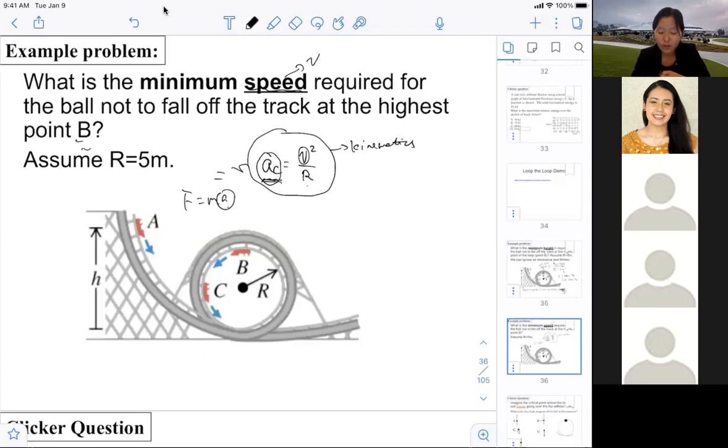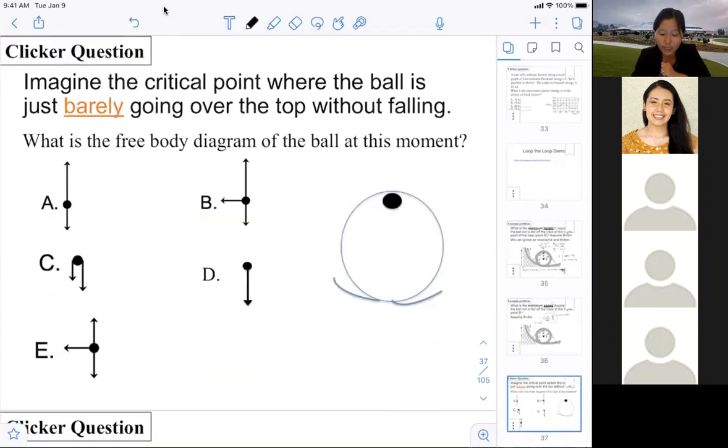So when the ball is barely making it over the track, it's just about to fall off. How do you draw the free body diagram when it's barely going over? Just barely, that's a critical point. Which one of these is a correct free body diagram? It's slightly different than the one question we did in dynamics, because now I'm asking about the critical point. So feel free to take a minute to think about it, and if you're ready, you can put in your vote in the poll question, okay?